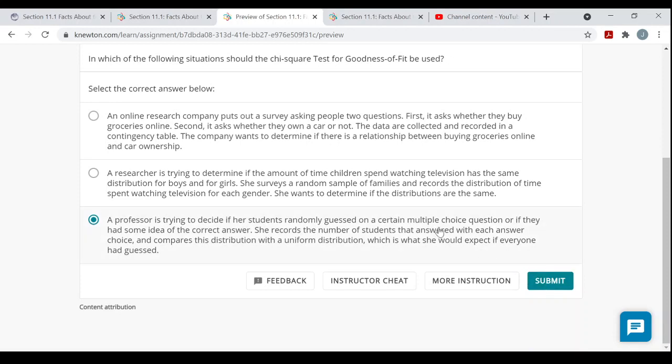And again, your hypotheses would be: the null hypothesis will always be that it does fit the uniform distribution, and the alternative would be that it doesn't fit, and then you'd run your test. And again, we'll get into how to run these tests in later videos.